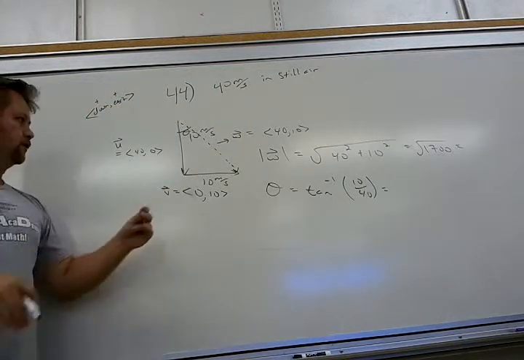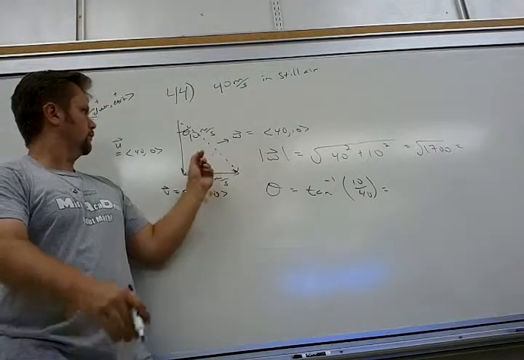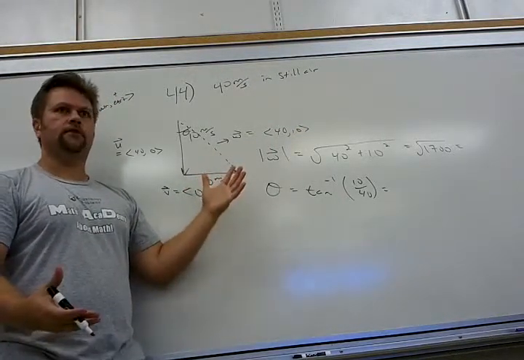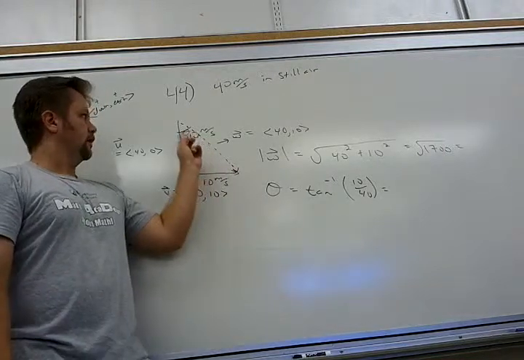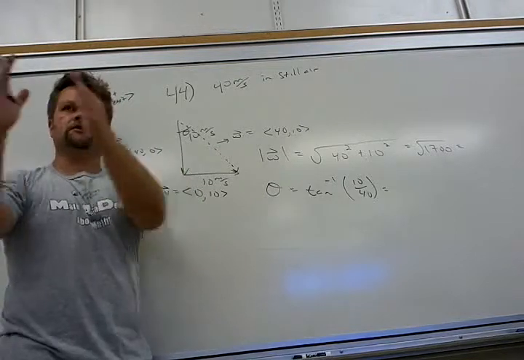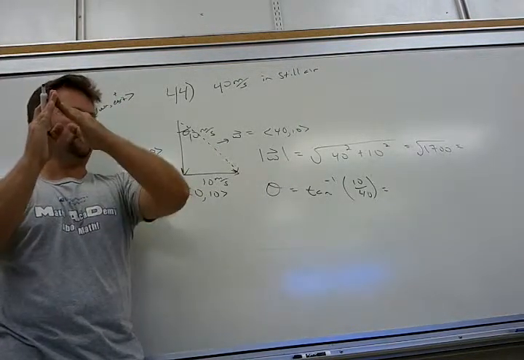If I did inverse tangent of 40 over 10, that is the reference angle. But that would be in the wrong place, right? So I want to do the inverse tangent of 10 over 40. That puts it right there. And then I can describe it in terms of degrees away from straight down, right?